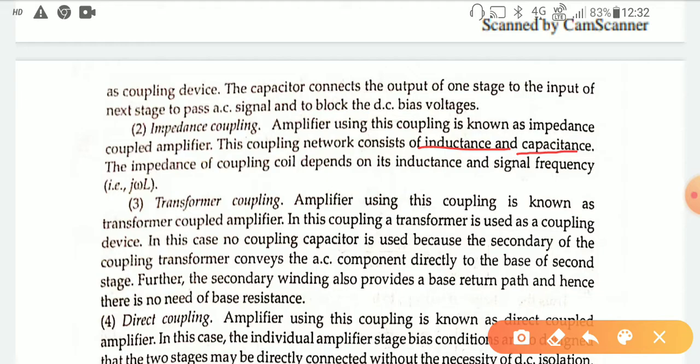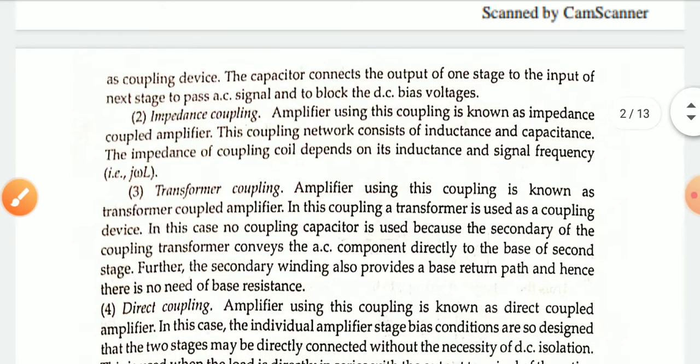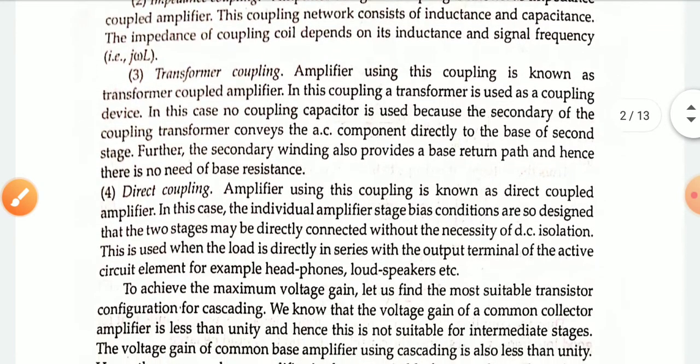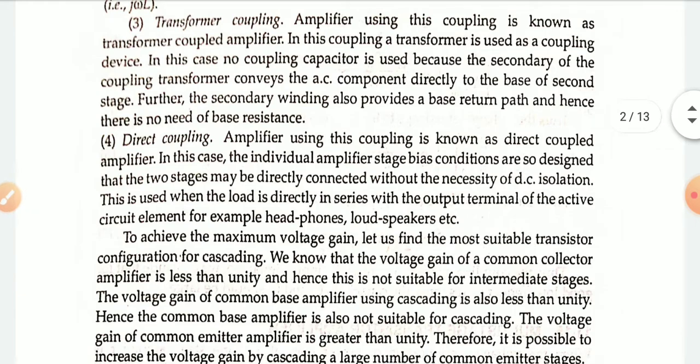The third form is the transformer coupling, where a transformer is used for the coupling between these two stages. And the last one is direct coupling, where the two amplifiers are directly coupled.